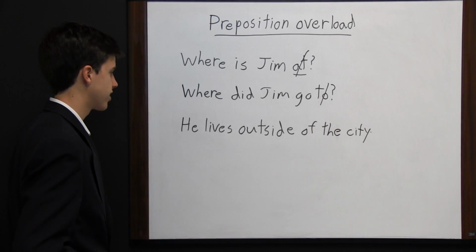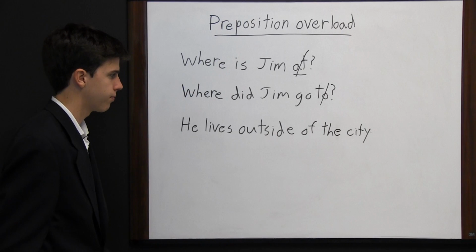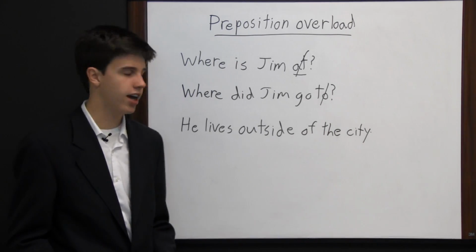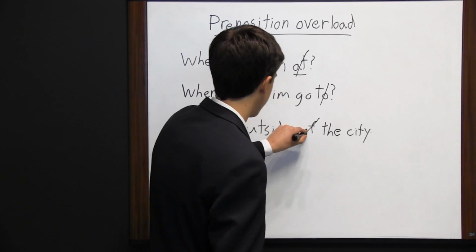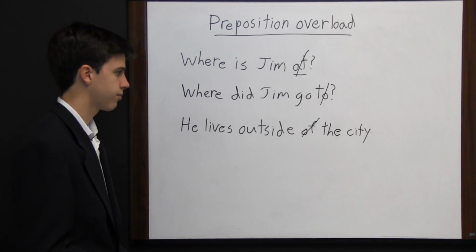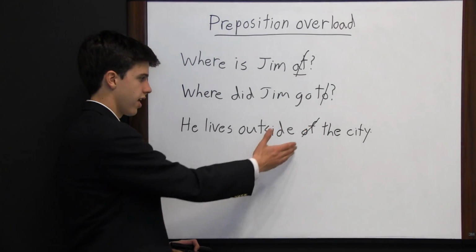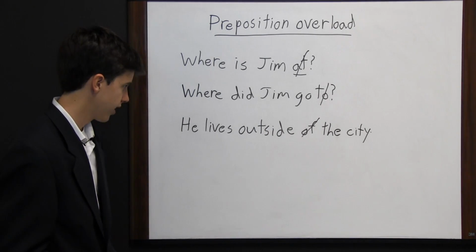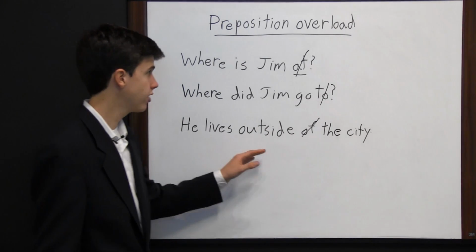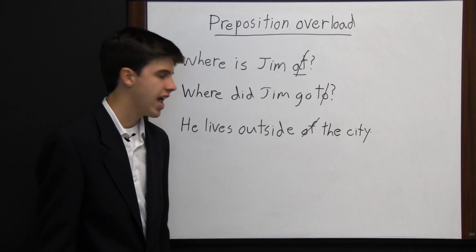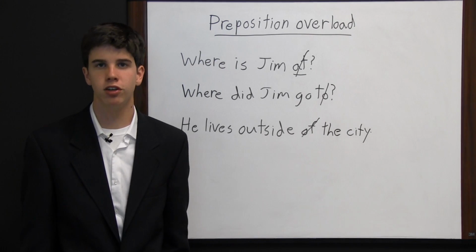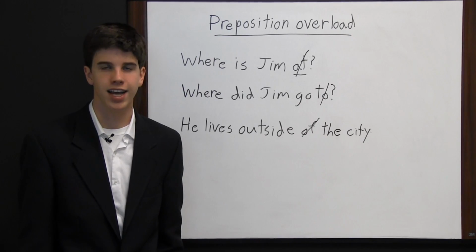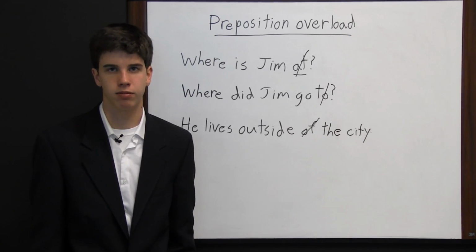It's not quite as obvious. He lives outside of the city. That sentence may sound perfectly fine, but actually try saying the sentence without the word "of." He lives outside the city. The sentence still makes sense without this preposition. So again, even though this isn't very obvious, this is still a case of preposition overload. And as a writer, you don't want to use words that are not needed, because when you use more words than needed, it hinders the clarity of your writing.